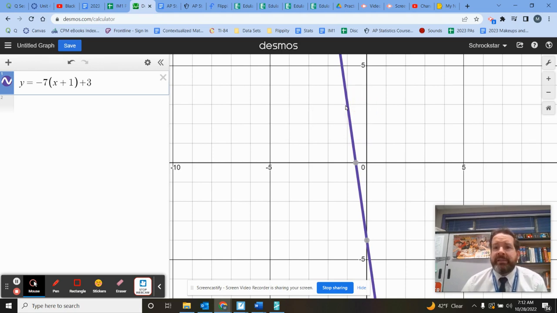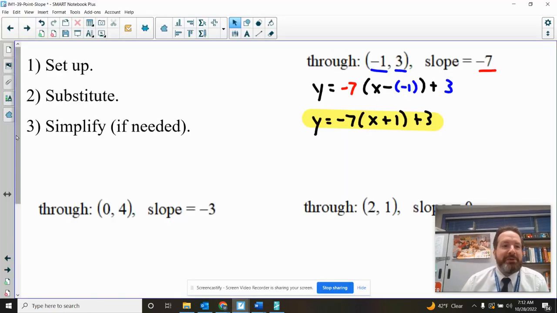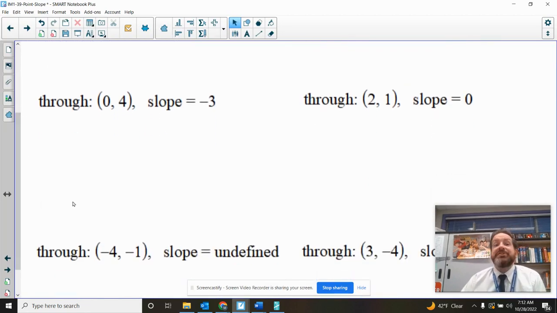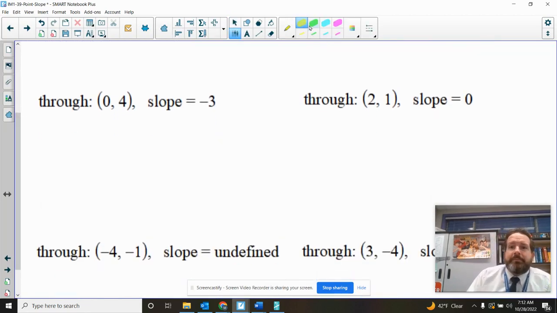Is the slope negative 7? Well, if I go over one spot, I go down 1, 2, 3, 4, 5, 6, 7. So yeah, the slope is also negative 7. We did good. Let's do another example. Again, the steps. Start with setup. Then comes substitution. So setup first.